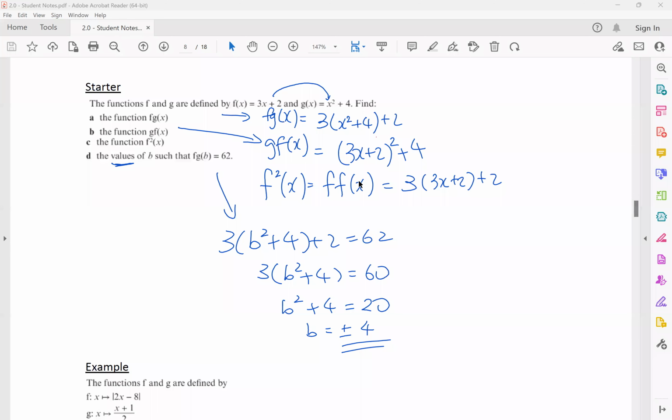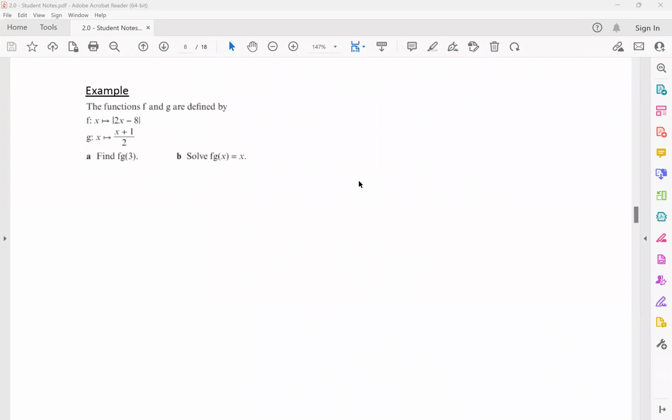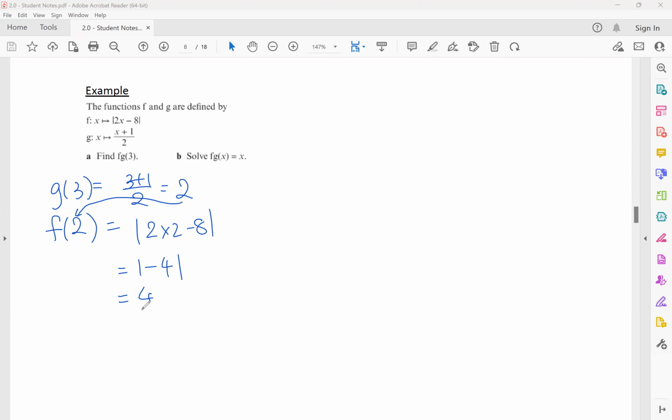Right, next one. Example. The functions f and g are defined by f of x equals modulus of 2x minus 8. If you remember what modulus means, modulus turns everything negative to positive. g of x equals x plus 1 over 2. Find f of g of 3. In here, what I'll do is I can find g of 3 first. So g of 3 is 3 plus 1 over 2, which is 2. So f of g of 3 means the same as f of 2, which equals modulus of 2 times 2 minus 8, which is modulus of minus 4, which is just 4.